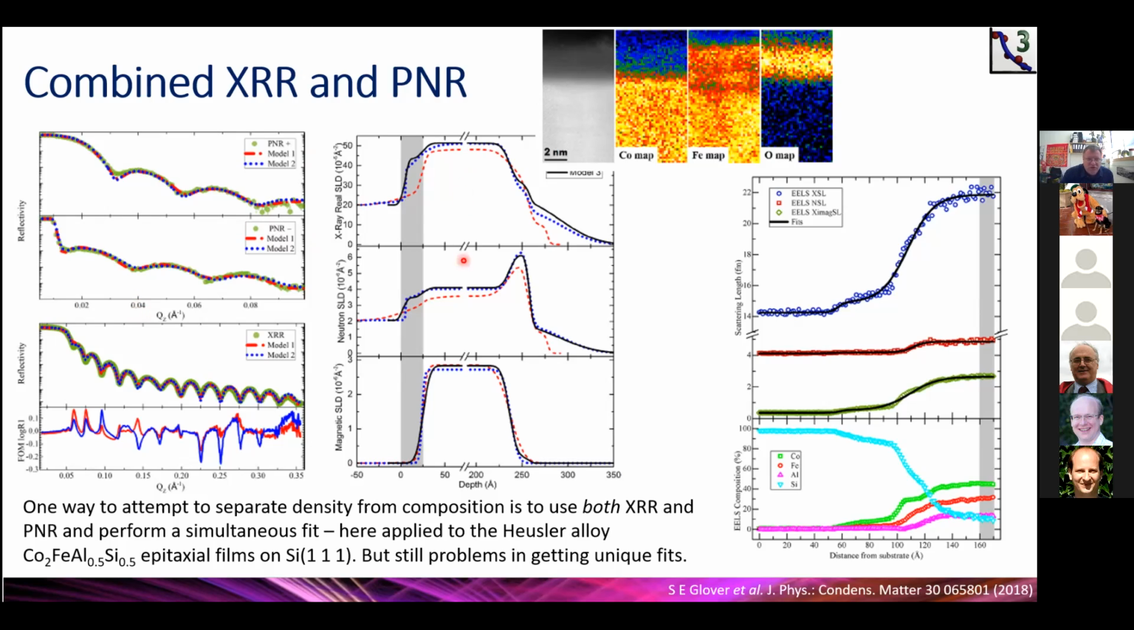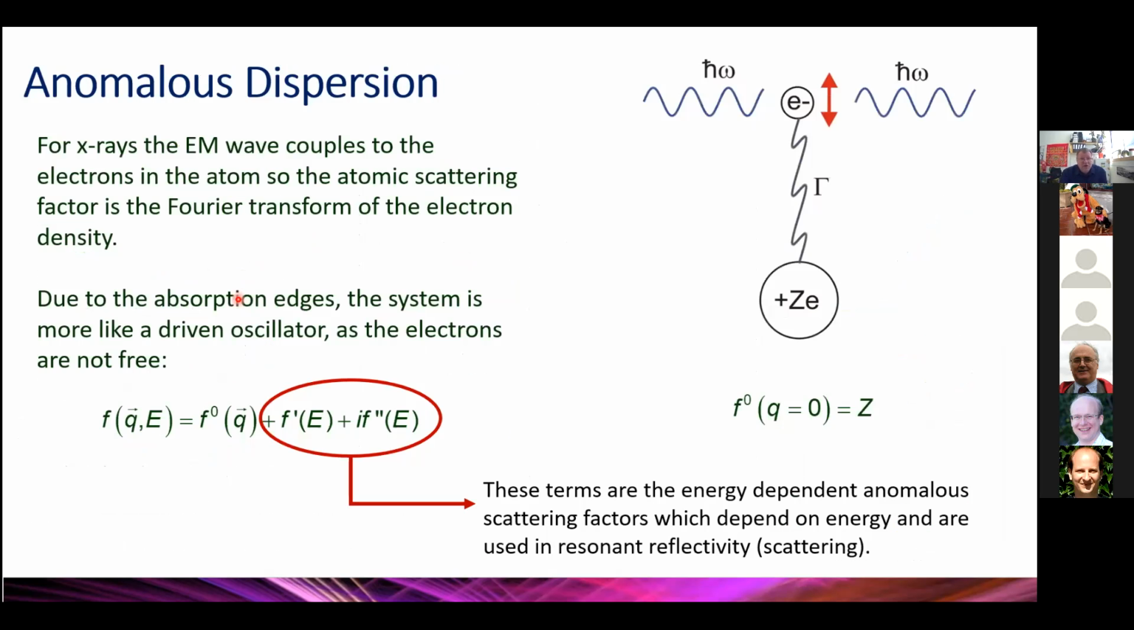So the neutron and X-rays have very different scattering length densities for the different elements. That's one contrast mechanism, but in neutrons, of course, you're limited in the Q range that you can probe because of the flux. So can we, within an X-ray environment, also develop contrast mechanisms? And those contrast mechanisms come about from the resonant X-ray scattering. So resonant X-ray scattering can also be referred to as anomalous dispersion.